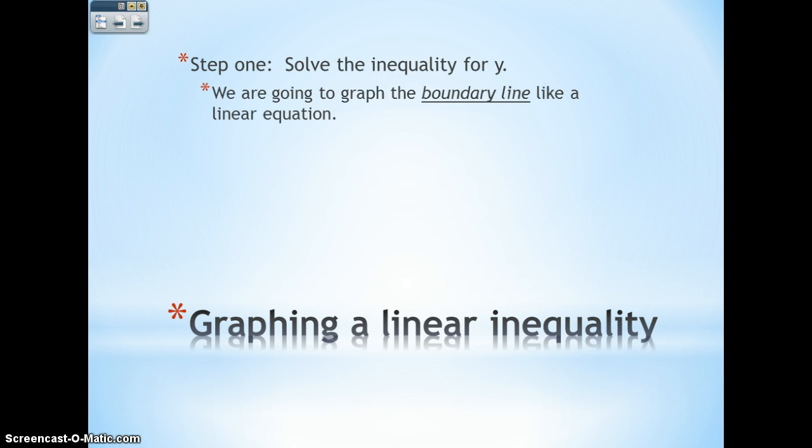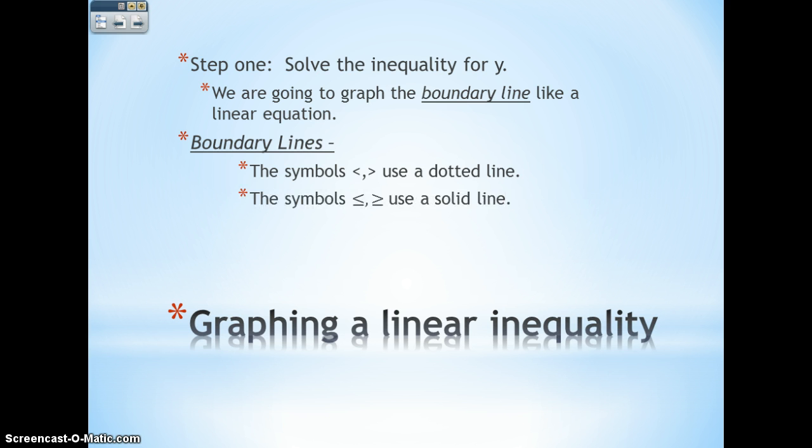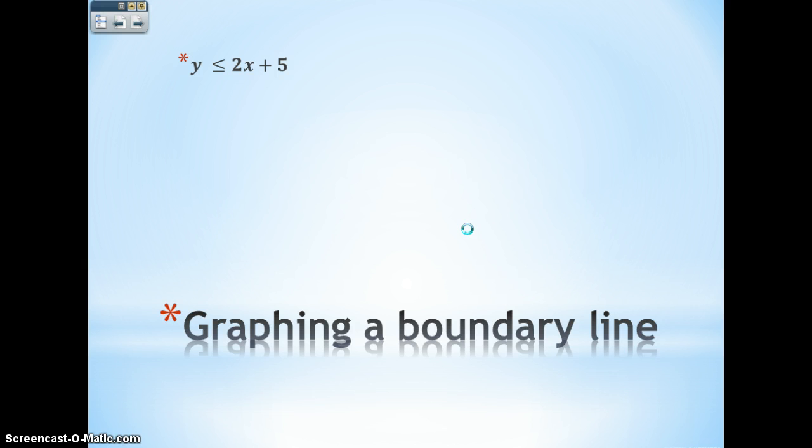Once we have solved for y, we're going to graph the boundary line. The boundary line for an inequality is just like that of a linear equation. However, boundary lines have some special rules. First, when we're using symbols such as less than or greater than, we use a dotted line. If we're using the symbols less than or equal to, or greater than or equal to, we use a solid line.